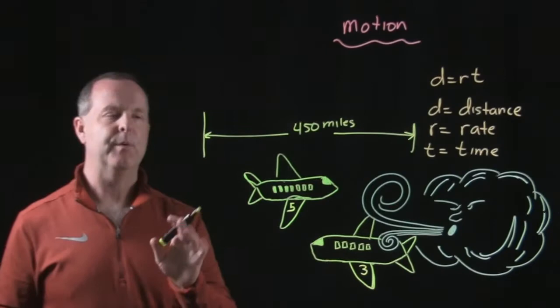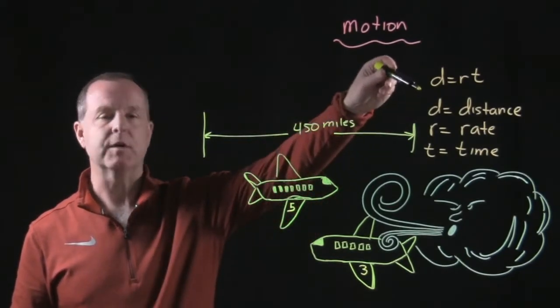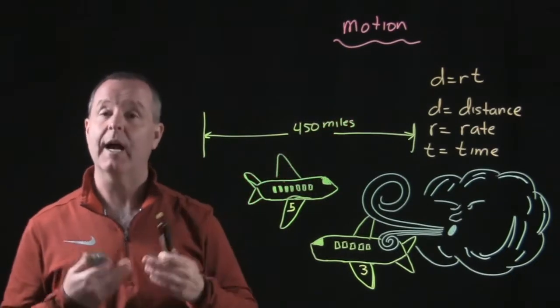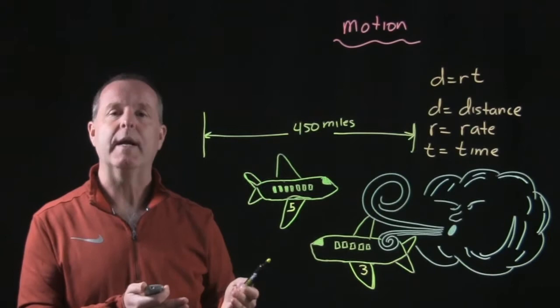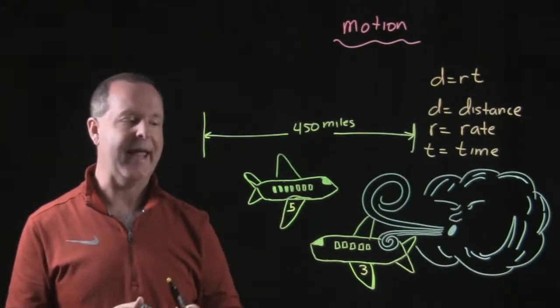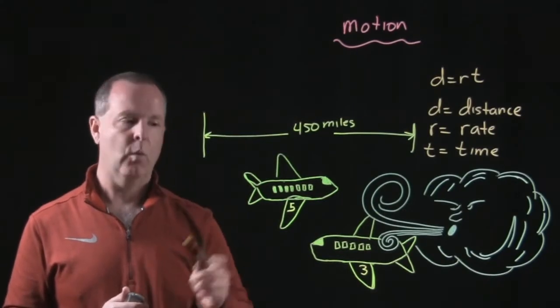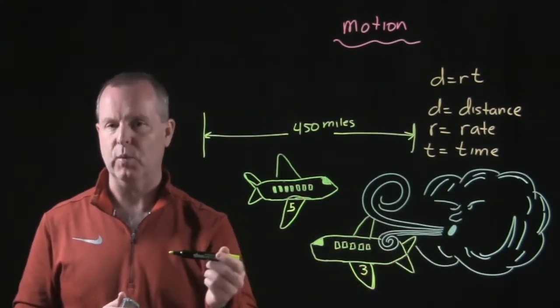And another example of problems that you might come across are motion problems. Motion problems are typically a distance equals a rate times time problem, where d equals distance, r equals rate, and t equals time. So let's imagine a situation where we have two planes. One plane that flies into the wind and another plane that flies away from the wind.